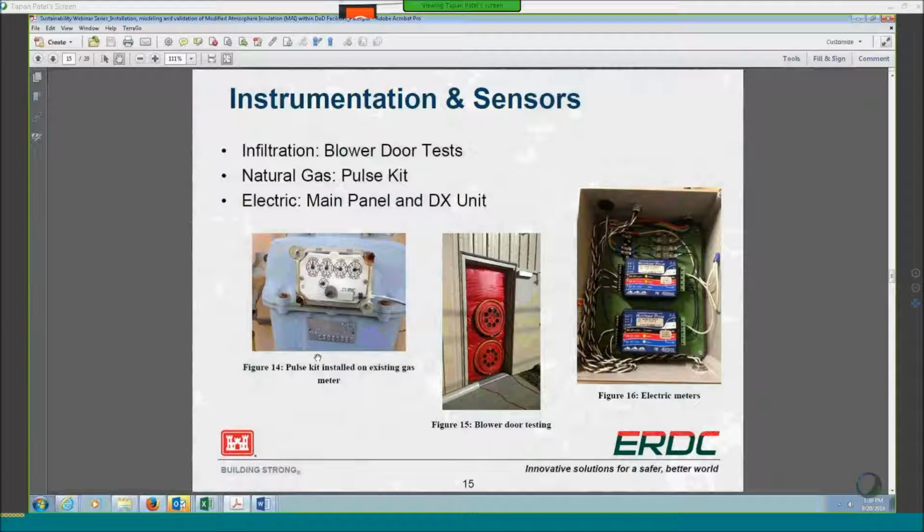In order to do the modeling, again, there's some baseline test data that we need. So we conducted blower door tests. We needed to know the infiltration values for each of the facilities. On the natural gas, we put a pulse kit, and on the electric meters, we put in some watt nodes to log 15-minute data.